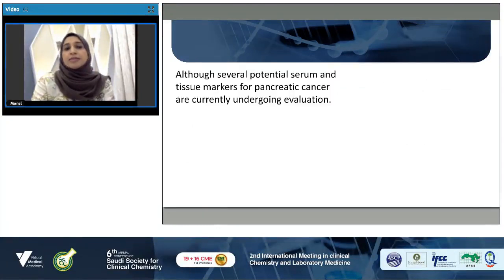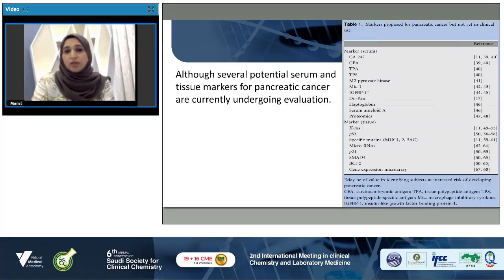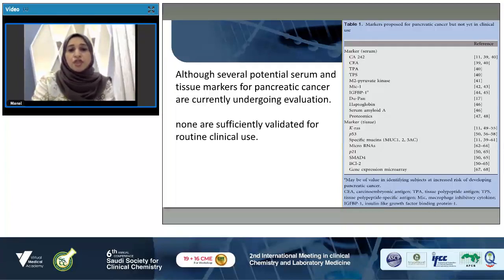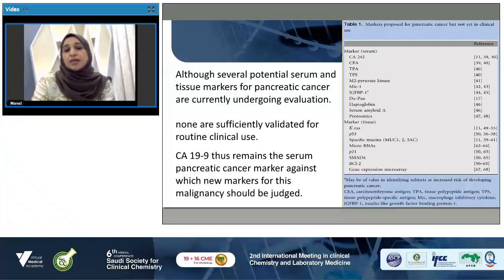Although there are several potential serum and tissue markers for pancreatic cancer undergoing evaluation, there are a lot of serum markers, including CEA and CA242, and a lot of other tissue markers like KRAS and p53, in addition to microRNA, which is being validated right now. But unfortunately, none of them has been validated enough to be used in routine clinical use. So CA19.9 remains the serum pancreatic cancer marker against which any new marker will be judged.